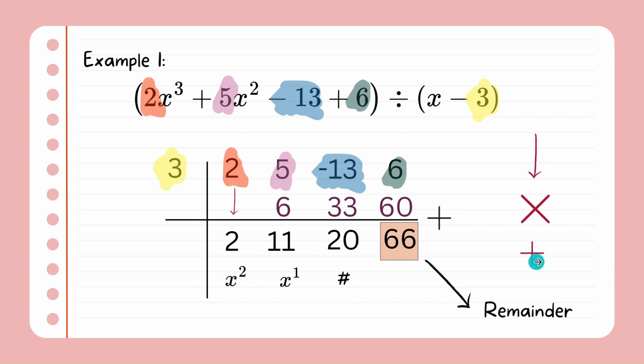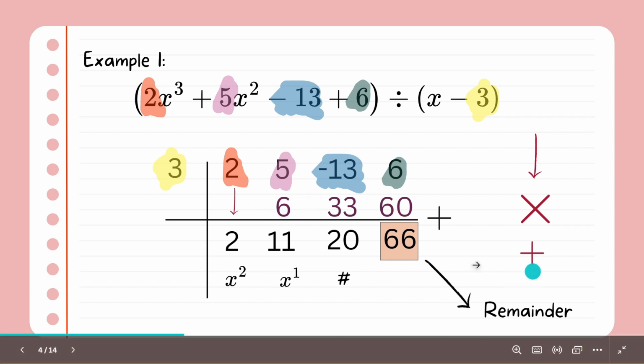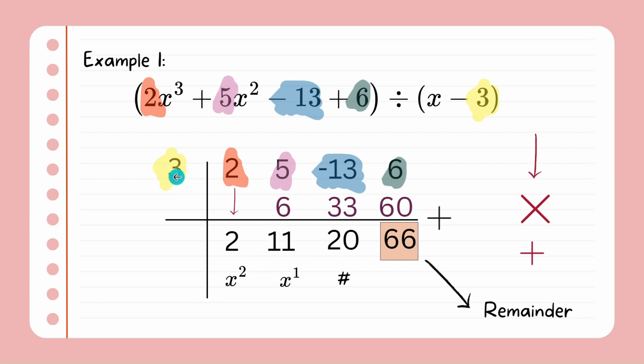And then we look over here, and this is the general rule where we just bring down, multiply, and then add. So here we bring down 2, and then we multiply this 2 by 3, which gives us 6, and then we add 5 plus 6, which gives us 11. And then 11 times 3 gives us 33. Negative 13 plus 33 gives us 20. 20 times 3 gives us 60. And 60 plus 6 gives us 66.